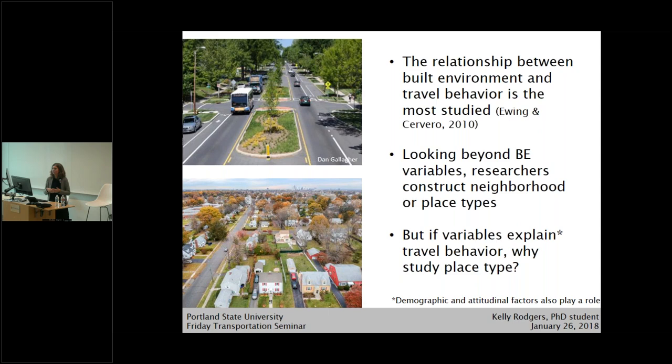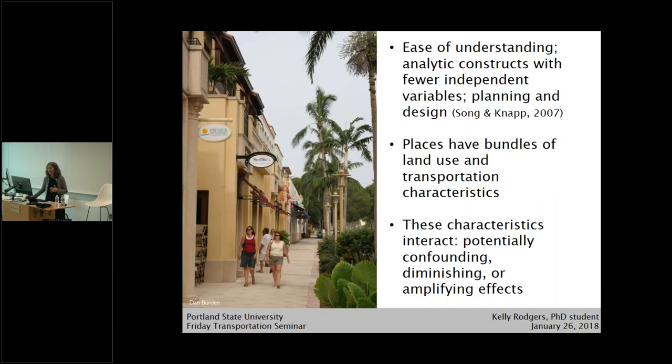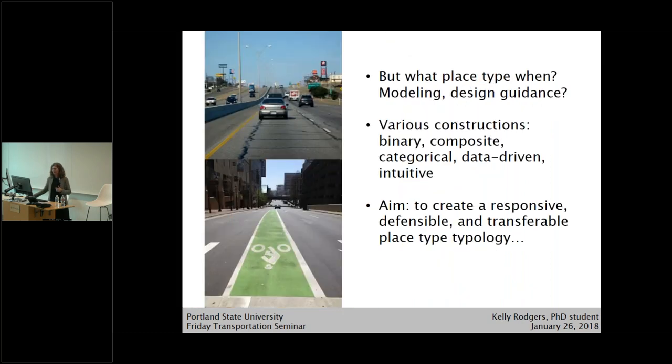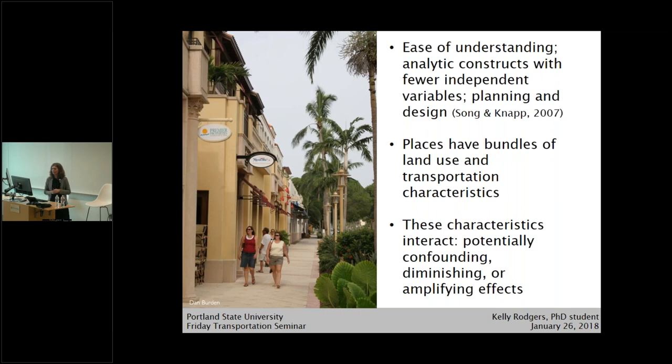I made a little footnote here too that, of course, socio-demographic factors and attitudinal factors also make a big difference in people's travel decisions. But for the time being, I'm focused more on the built environment aspect of it. So one set of researchers, Song and Knapp, justified their approach to place type by saying that, for one, it's easier for practitioners to understand. It's easier to say this kind of neighborhood or that kind of neighborhood versus outlining the degree of how each variable operates in that neighborhood. You can just say type one, type two, type three.